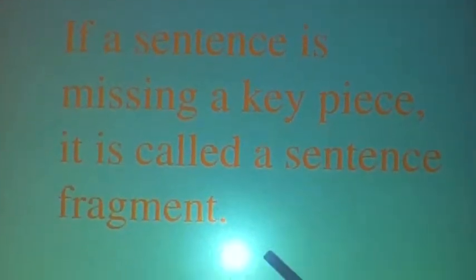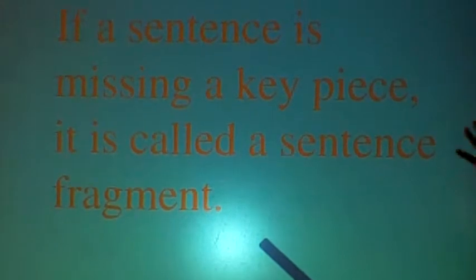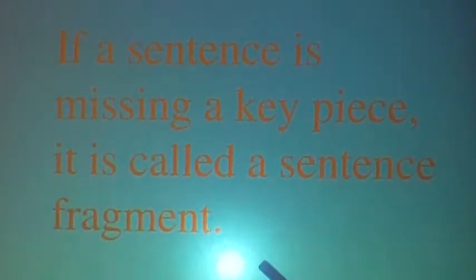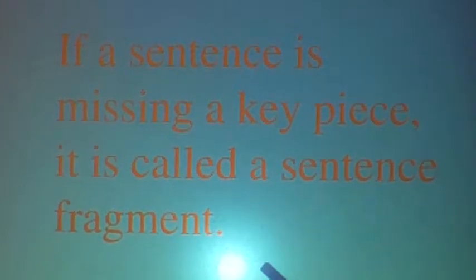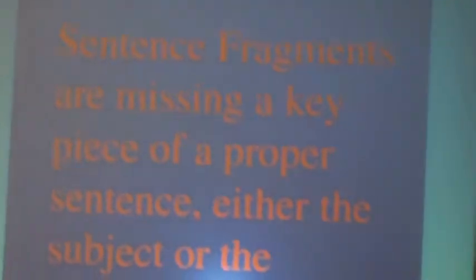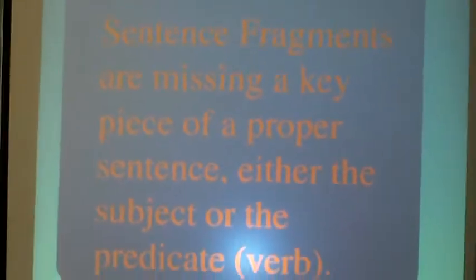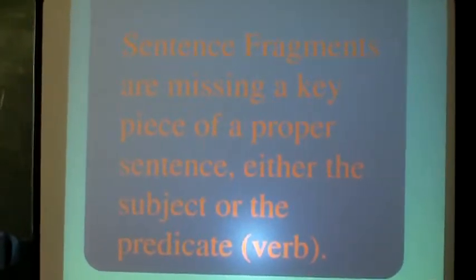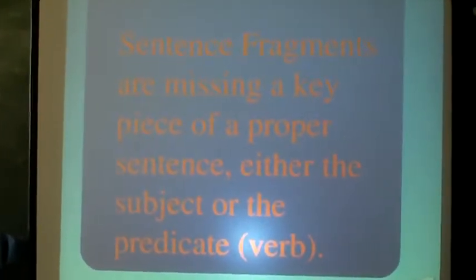This is where your notes should begin. Forgot your notes. So if those are the two parts you have to have in a sentence, the subject and a verb, if you're missing a key piece, it's called a sentence fragment. So you're either going to be missing part of the subject or part of the verb. So sentence fragments are missing a key piece of a proper sentence, either the subject or the predicate. And then you'll see I gave you some examples that aren't in my Prezi.